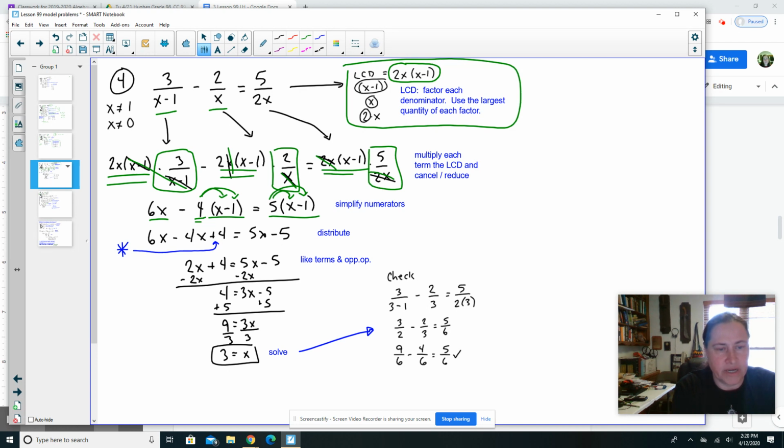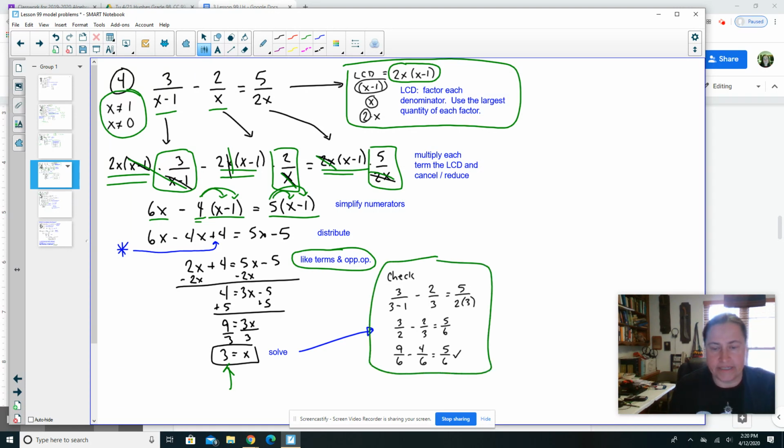So 6x minus 4x plus 4 is equal to 5x minus 5. I'm going to put together my like terms and use opposite operations to discover that x is equal to 3. Now, backtracking to where I started, remember that x can't be 1 and x couldn't be 0 because I don't want those denominators to be 0. 3 is neither of those, so we're good, but we still need to check it. So when we go through and we check, we discover that 9/6 minus 4/6 truly is 5/6.